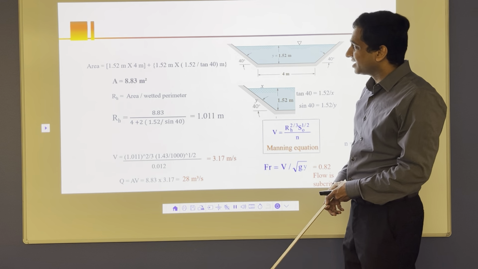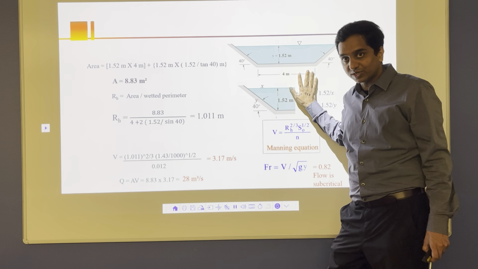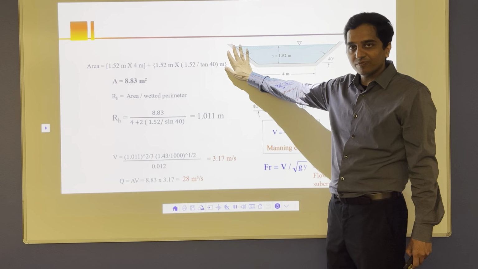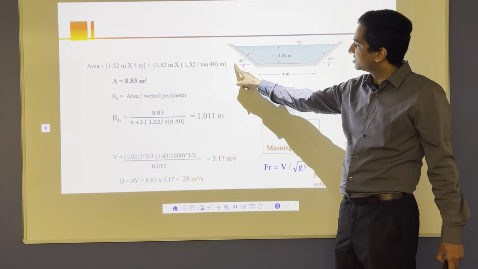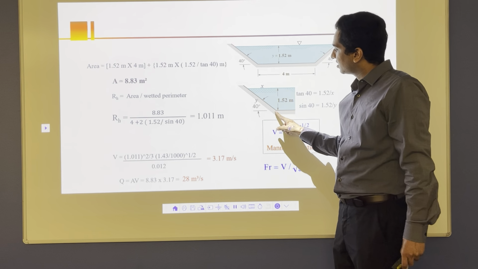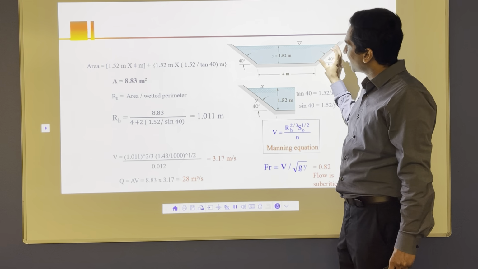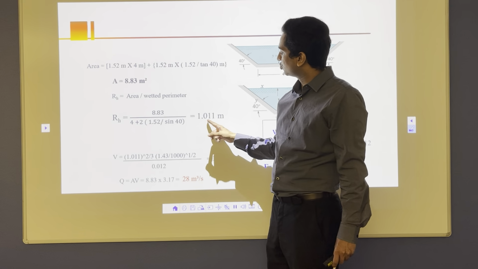Now to calculate this RH, you have to go through the geometry and trigonometry. If you are good at geometry and trigonometry, this will be very easy. Calculate the area of this section, then calculate this length, this length, this length. The angle is given, so based on the trigonometry, calculate the angle, calculate the length here. So this length plus this length plus this length, add that, and then you will get the value for RH. That RH value is 1.01 meter.